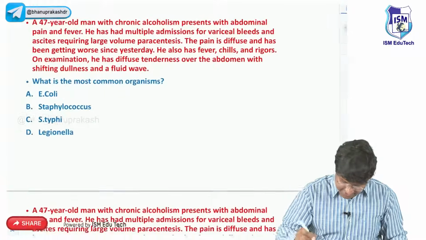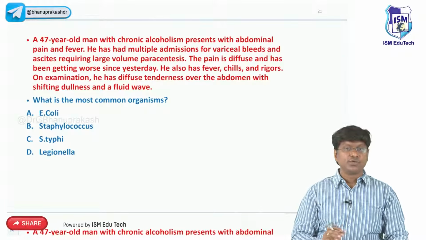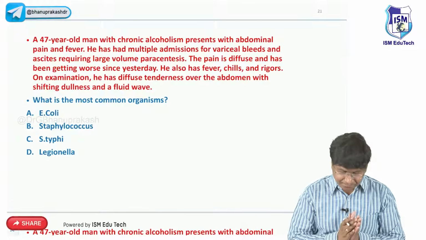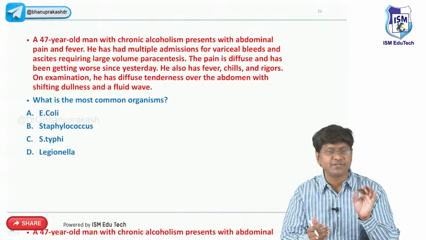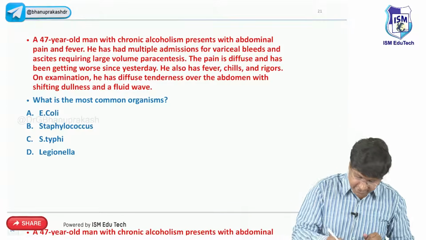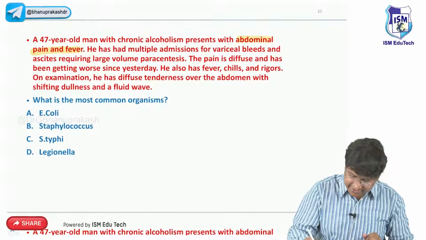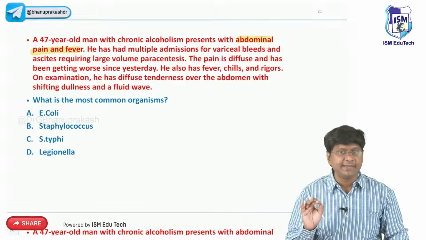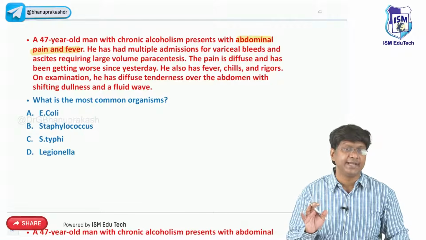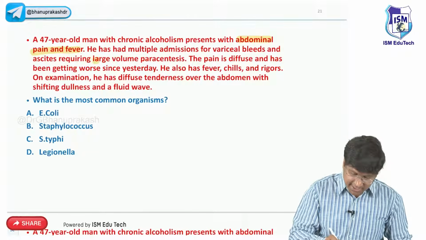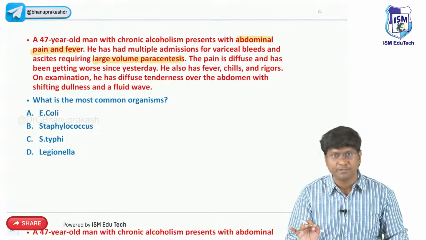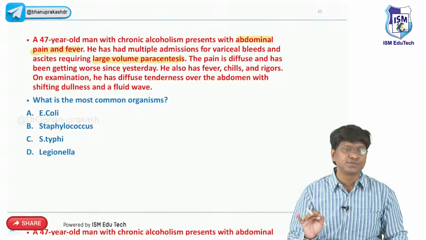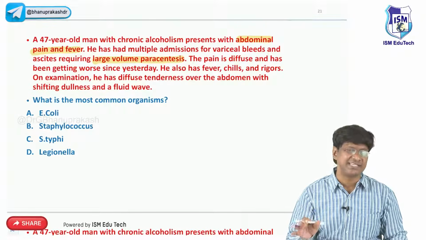Right. Now this is a very, very important clinical scenario. The clinical scenario is a 47-year-old man with chronic alcoholism who presents with abdominal pain and fever, right? He has multiple admissions for variceal bleed and ascites requiring large volume paracentesis, right? So multiple times he has undergone large volume paracentesis. The pain is diffuse and has been getting worse since yesterday, right?